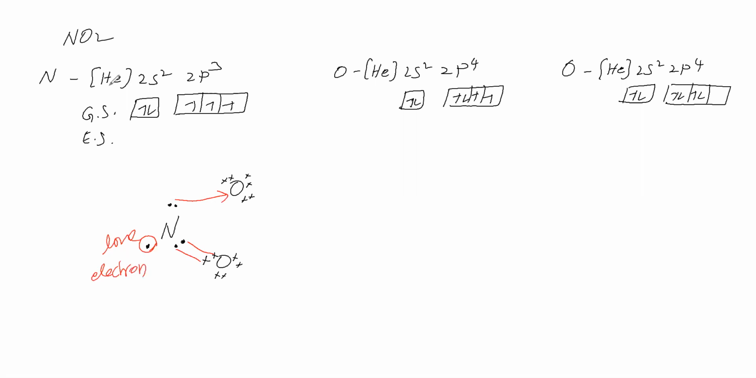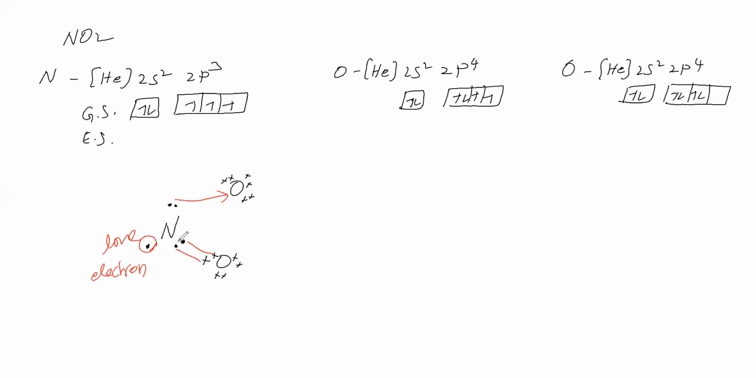See, nitrogen has three unpaired electrons. Of those three unpaired electrons, two have gone for bonding with the oxygen. One unpaired electron remains as a lone electron, not a lone pair, because it is one electron. These two electrons make a dative bond with this oxygen. Therefore, this oxygen is providing a vacant orbital. So in the form of hybridization, how to explain that we will see.